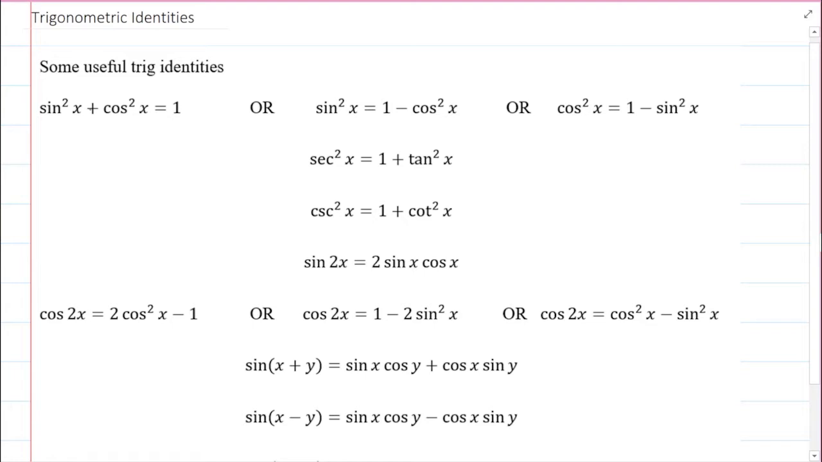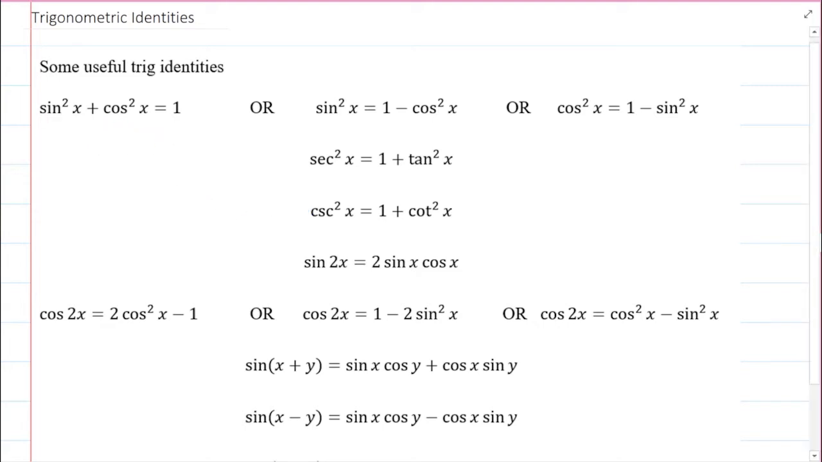Now, if I divide both sides of this equation by cosine squared, then that gives me this one. So that's also a nice identity that relates tan squared to secant squared and vice versa. And if I divide both sides of this identity by sine squared, then that gives me this identity. That's also very useful. This one connects cotan squared to cosecant squared and vice versa.